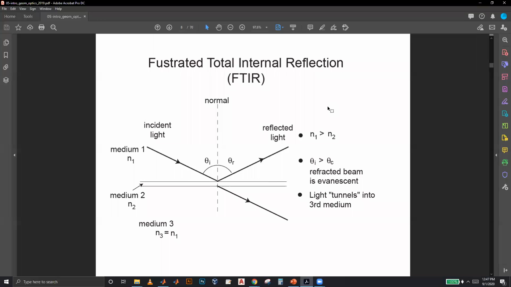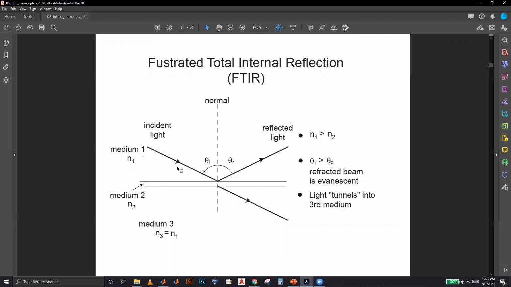Okay. There can also be a special case called frustrated total internal reflection, where you have three media. Basically, medium one is the one from which the light is incident, and it is going finally into a third medium whose refractive index is equal to that of the first medium. And if you have a very thin medium, called medium 2, sandwiched in between these two layers, and its thickness has to be really small, on the order of a few wavelengths of the light.